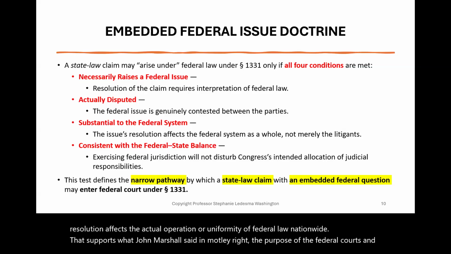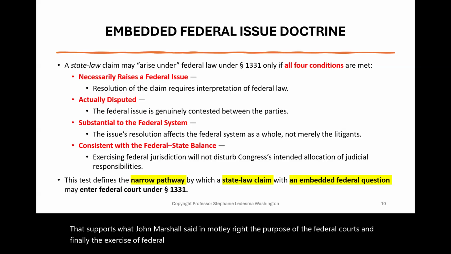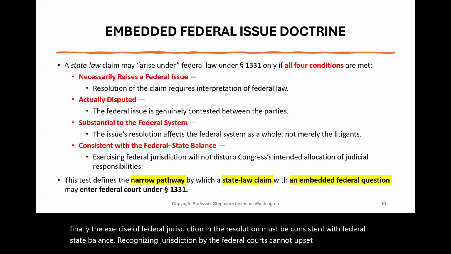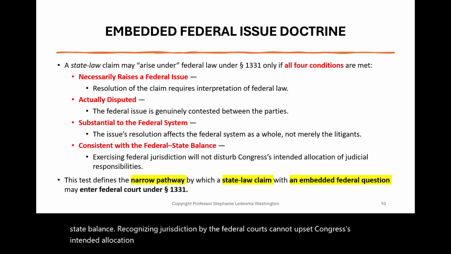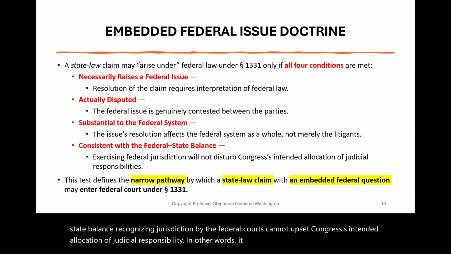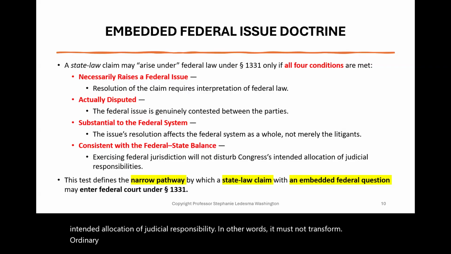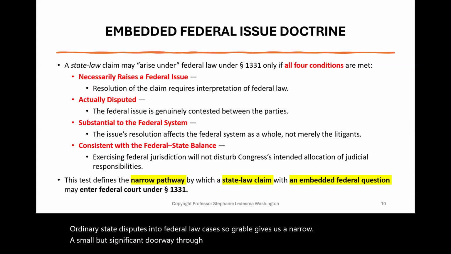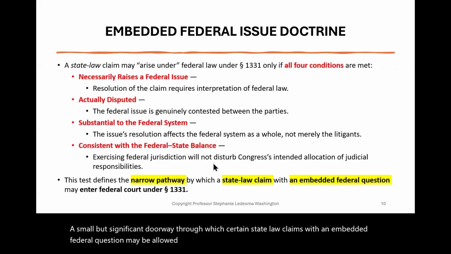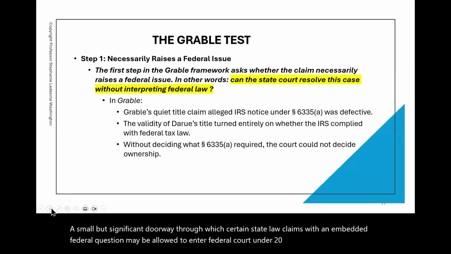And finally, the exercise of federal jurisdiction and the resolution must be consistent with federal-state balance. Recognizing jurisdiction by the federal courts cannot upset Congress's intended allocation of judicial responsibility. In other words, it must not transform ordinary state disputes into federal law cases. So, Grable gives us a narrow test, a small but significant doorway through which certain state law claims with an embedded federal question may be allowed to enter federal court under 28 USC 1331.